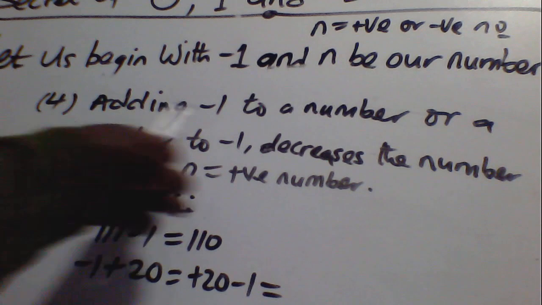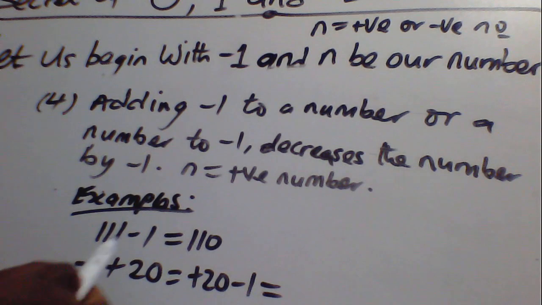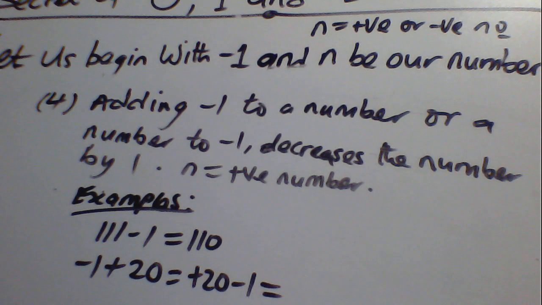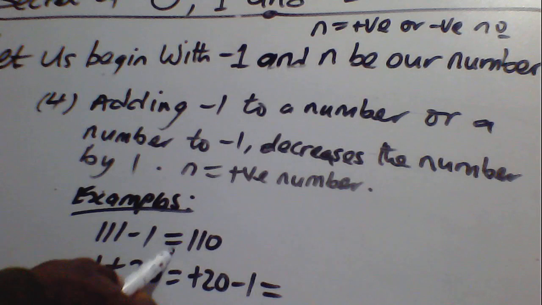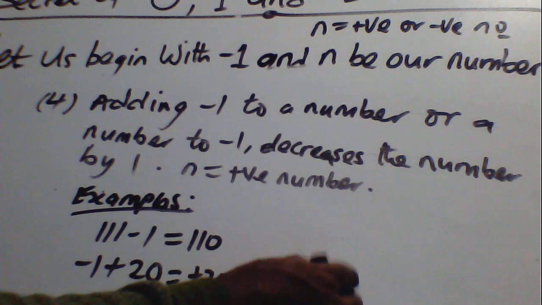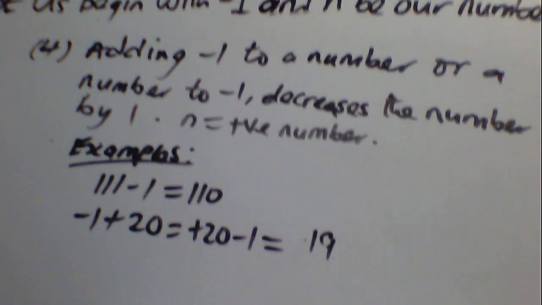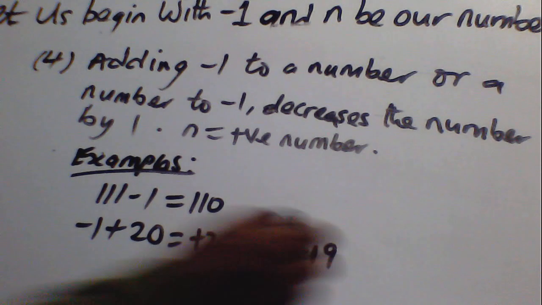So adding minus 1 to a number or a number to minus 1 decreases the number by what? By 1. It decreases the number by 1. So 111 minus 1 will give us 110. Minus 1 plus 20 is the same as plus 20 minus 1. So we have plus 19 or 19. We don't usually put plus, except when we are treating direct numbers. So we have 19. Even if you write plus 19, it's still correct for beginners.